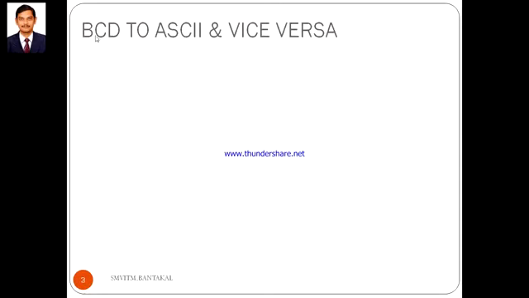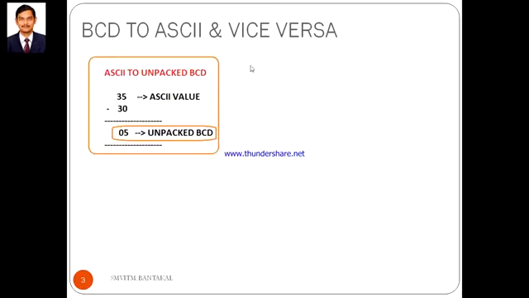First, let's try to understand how we can convert binary coded decimal to American Standard Code for Information Interchange and the reverse process. Let's take a first example of how we can convert an ASCII value to the unpacked BCD value.